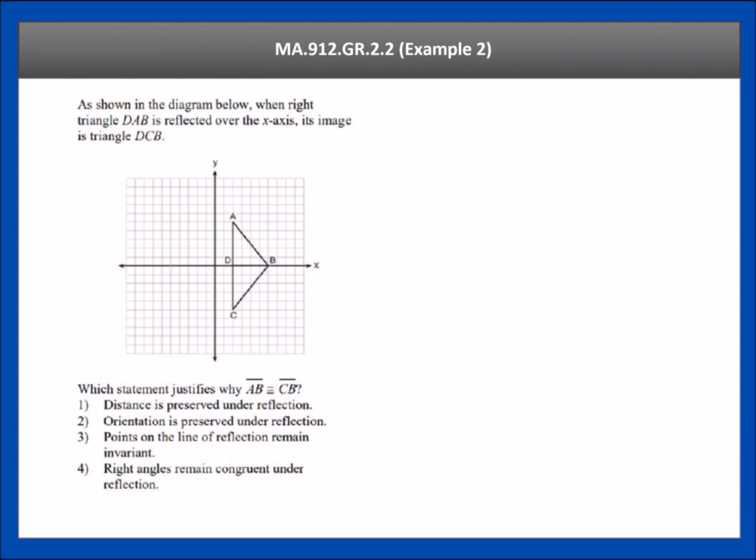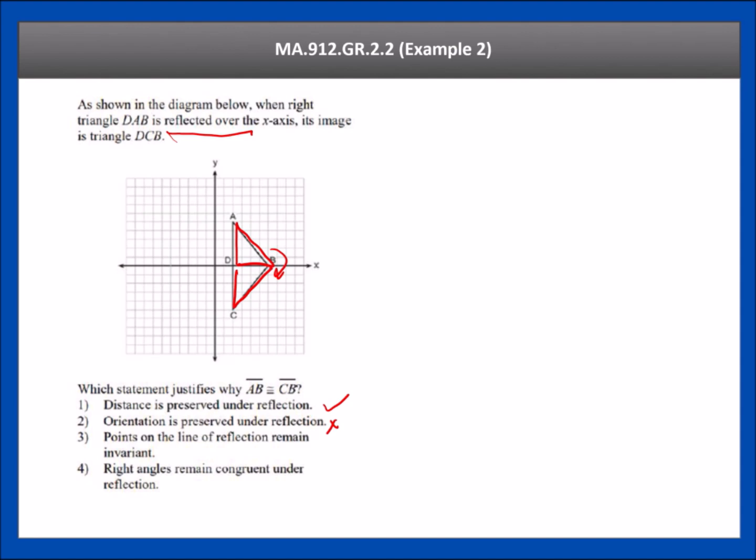All right, as shown in the diagram below, when the right triangle DAB is reflected over the x-axis, its image is triangle DCB. So we're doing a reflection. That's a rigid transformation. Therefore, it's going to remain congruent. So distance is preserved on the reflection. That is true. The size is not going to change. Orientation is preserved on the reflection. That is not true because this here got reflected here and it changed position. So that is not true.